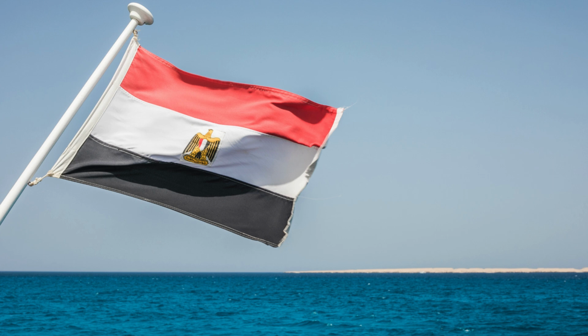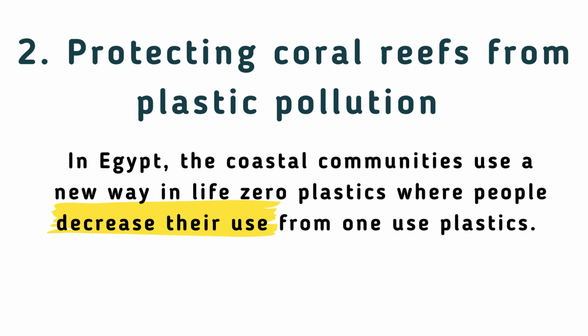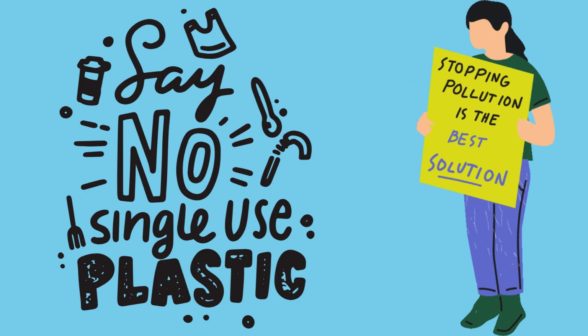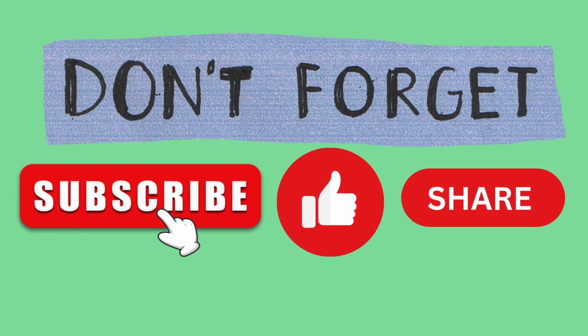In these communities, they try to use a new way of life called zero plastic, where people decrease their use of one-use plastics. What are one-use plastics? The plastic cups and plastic plates and forks, all these one-use plastics. They try to reach zero plastic, to not use this kind of plastic, to decrease plastic pollution. For example, they replace these one-use plastics with paper bags or other materials that are not one-use plastic, so we will decrease the plastic pollution and the harm that happens to the coral reefs in these areas. Two projects, we finished our lesson on how to rebuild the habitat, habitat restoration.